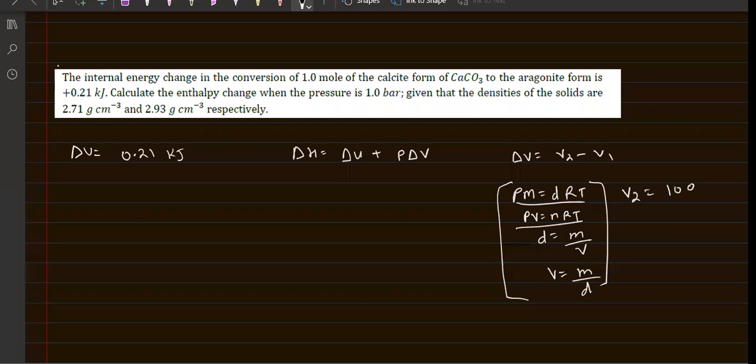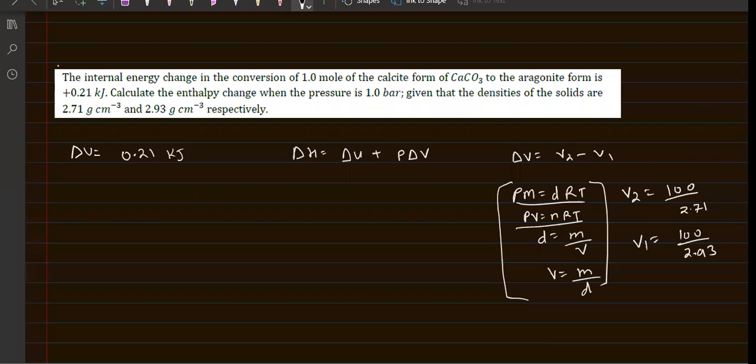What is density? First one density, right? 2.71. And V1 is 100 by 2.93. Got it, everyone? Tell me, got this? Right? So it's just calculation. I hope all of you can solve this. Okay, everyone?